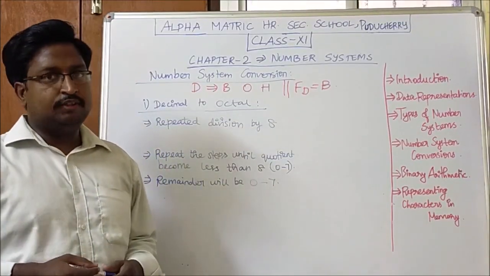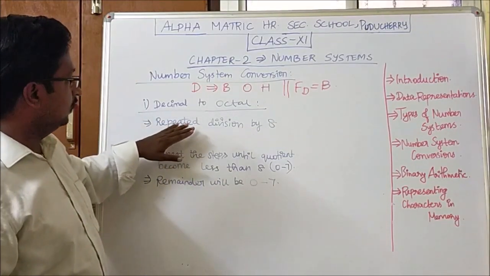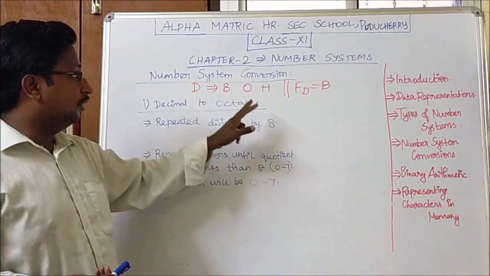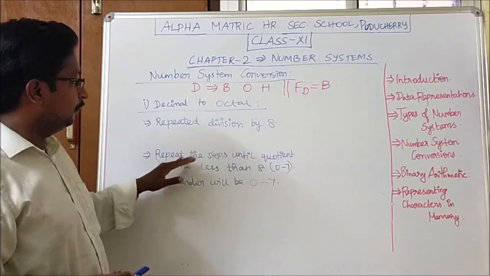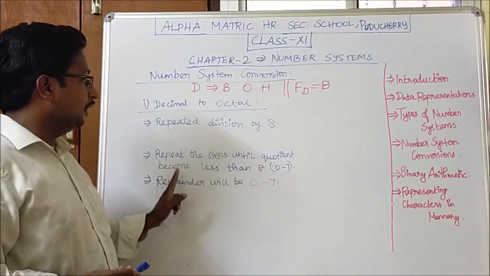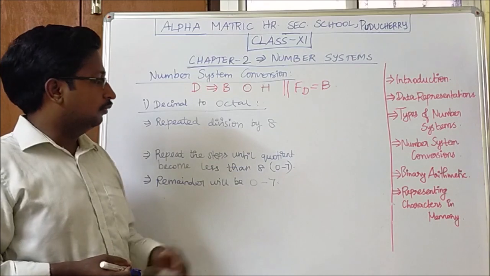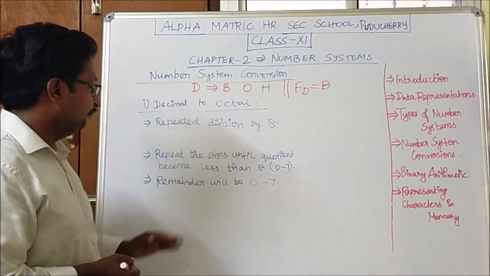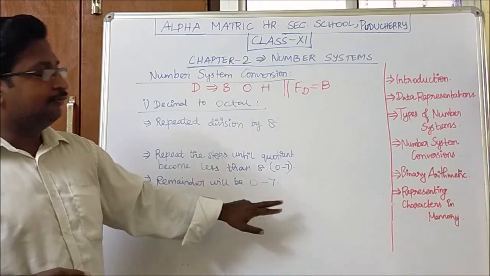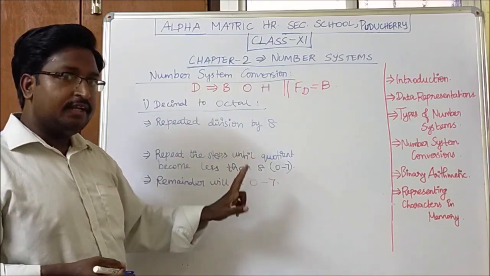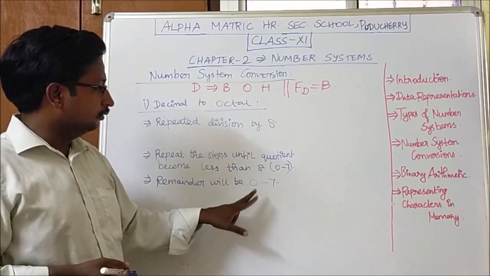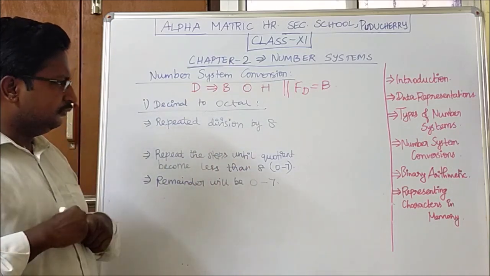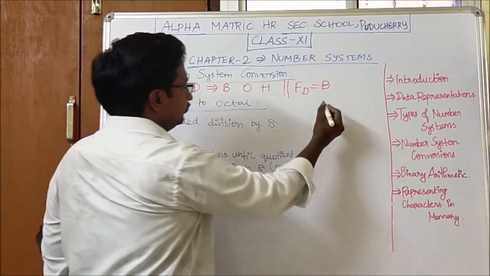Decimal to octal conversion. The same steps, only slight changes are there. Repeated division by 8 because octal radix is 8, and repeat the steps until the quotient becomes less than 8. That means the quotient must be from 0 to 7, that is less than 8, and the remainder will be 0 to 7 because the octal radix is 8 and the digits are 0 to 7. So the remainder will be 0 to 7. So now let us see the example.